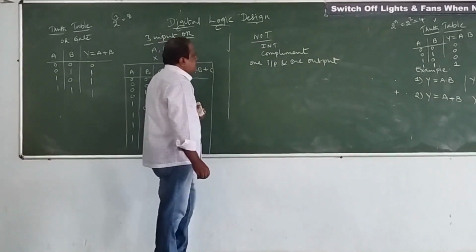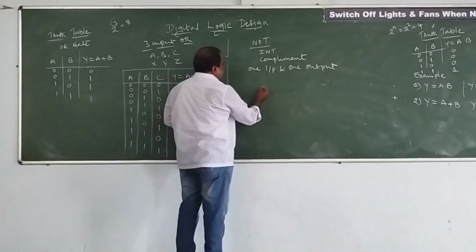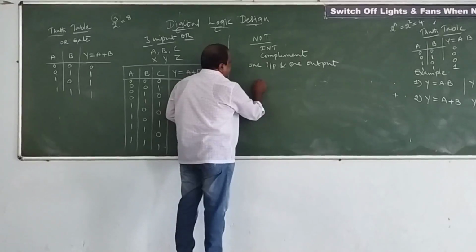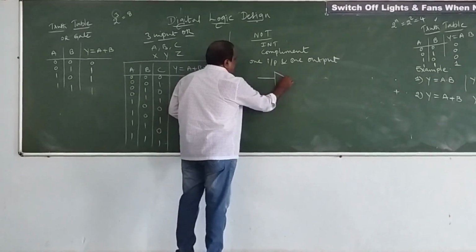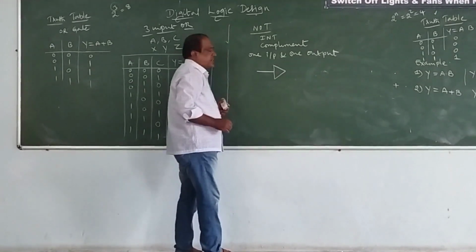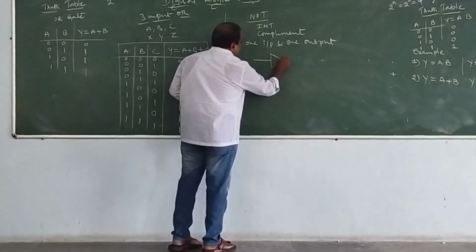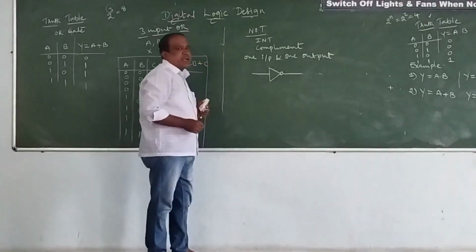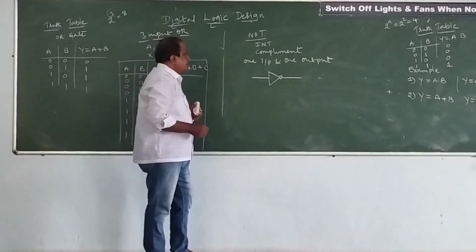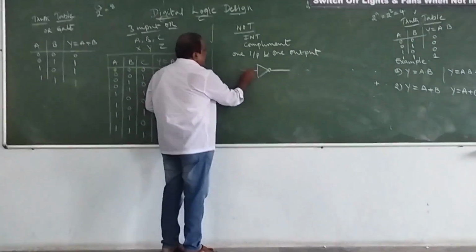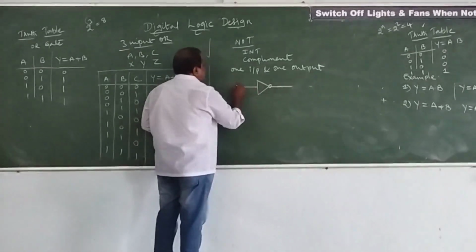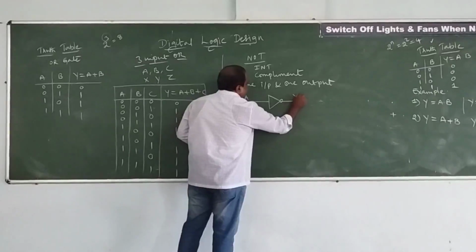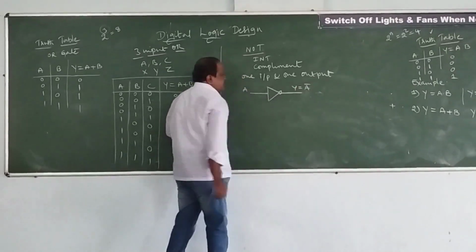Now with one input, I can draw the schematic of the NOT gate. The schematic of the NOT gate is very similar to our PN junction diode, but it's not a PN junction diode. It looks very similar to the PN junction diode. This is the schematic of the NOT gate, which has one input and only one output. So A is the input and Y is equal to A dash.